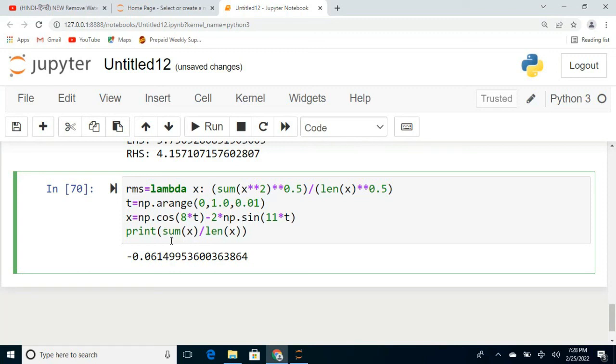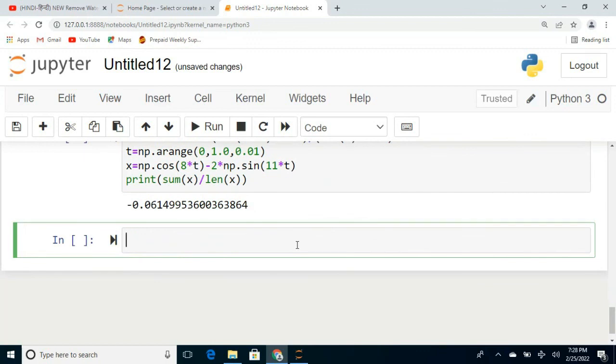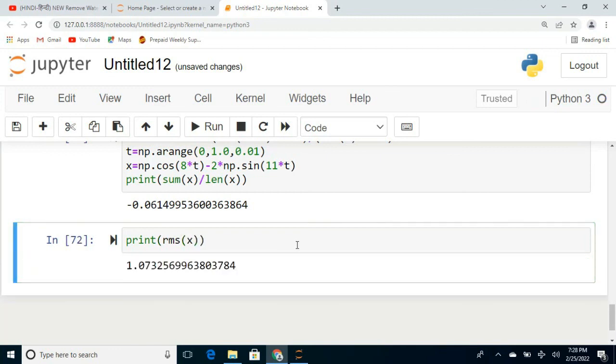And for the root mean square we will write the sum of x divided by len of x. This is our value, and this is the way the code will work. But remember that we haven't yet written how to find the root mean square. For that we will write print, inside the brackets, root mean square of x. Then this is our answer, how to find the root mean square value.